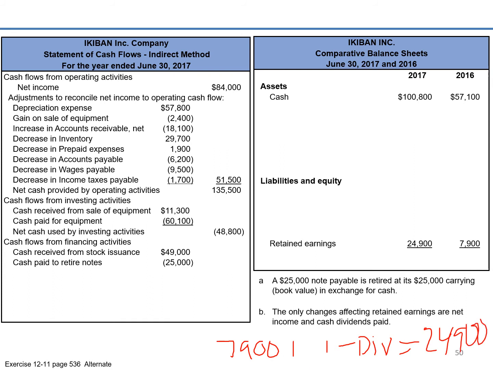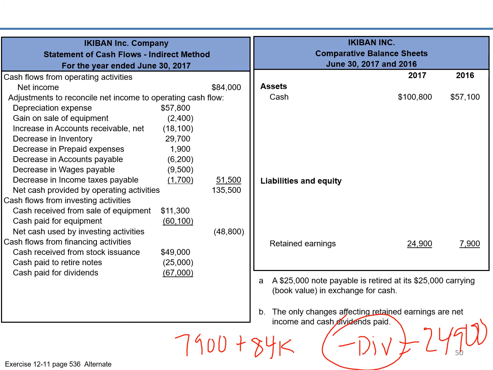So let's erase that piece. I gotta start over here. I wrote too small. 7,900 plus income of 84,000, right? Minus dividends equals 24,900. If we solve for dividends, that must mean that we paid dividends of 67,000. 7,900 plus 84,000 minus 67,000 equals 24,900.